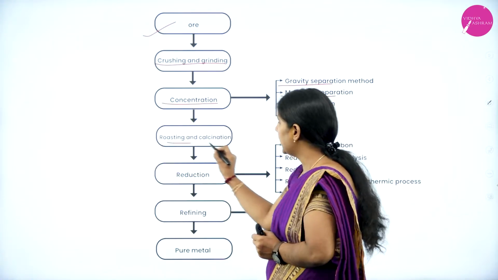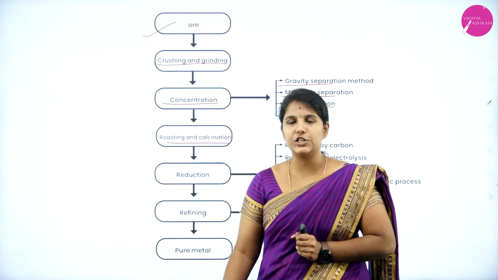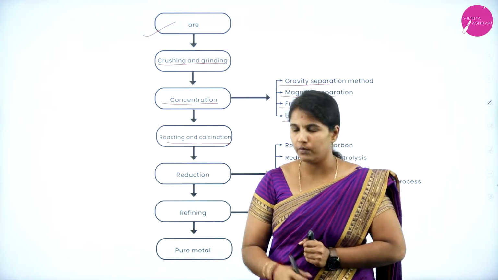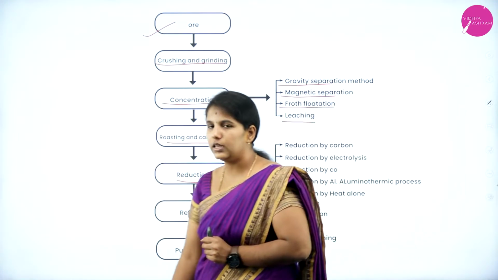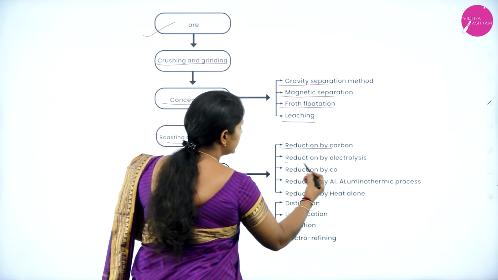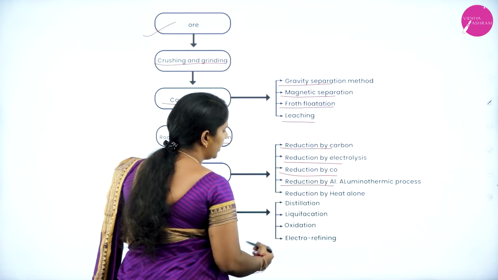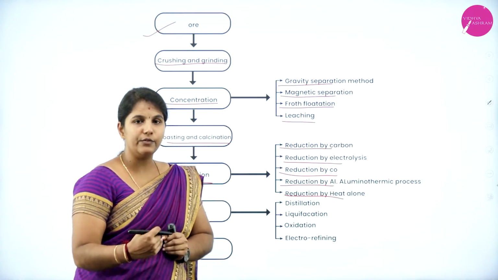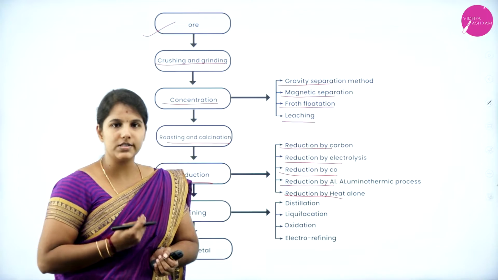Next is roasting and calcination. Here we are converting the concentrated ore into oxide form. Next is reduction. In the reduction, again we follow different methods: reduction by carbon, reduction by electrolysis, reduction by carbon monoxide, reduction by aluminium and reduction by heat alone. These are the four or five different techniques which we follow for the reduction of the oxide ore.